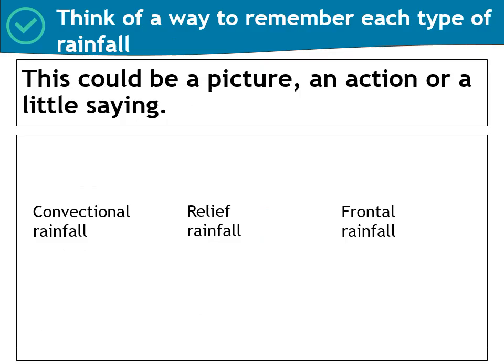Okay, so think of a way for me to remember each type of rainfall. Okay, so this could be a picture, it could be an action, or it could be a saying. Okay, so say for instance, conventional rainfall, relief rainfall, frontal rainfall. If you want to pick, I'm going to pick the easiest one to do, which is relief rainfall, I think. Relief rainfall is all about mountains and air rising over mountains. So say for instance, I could draw like a picture of a mountain and some clouds over the top of it.